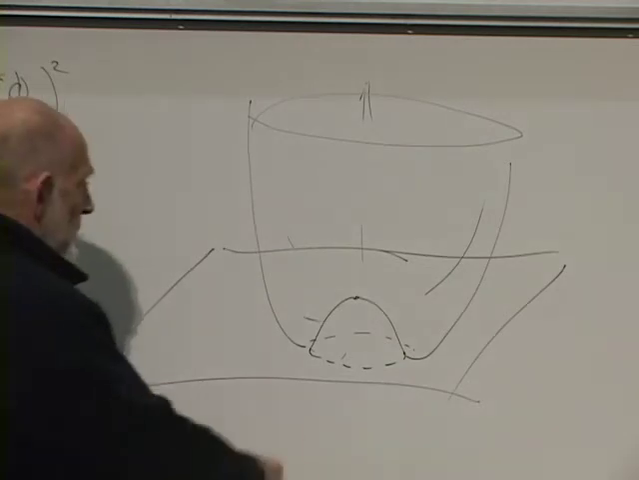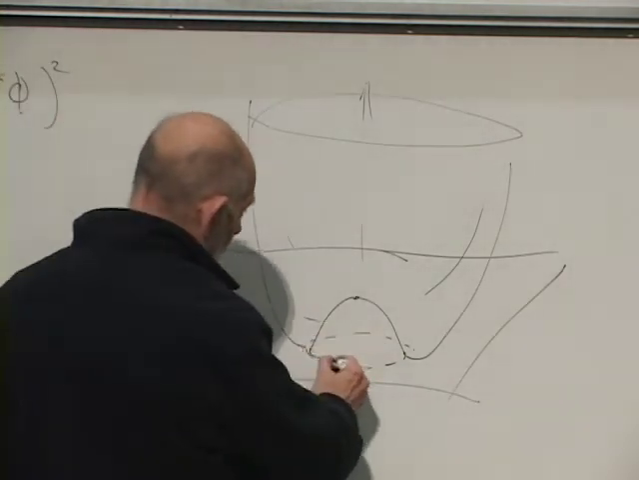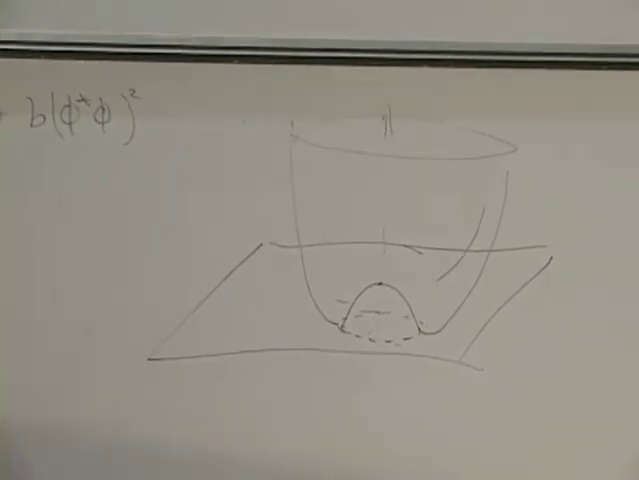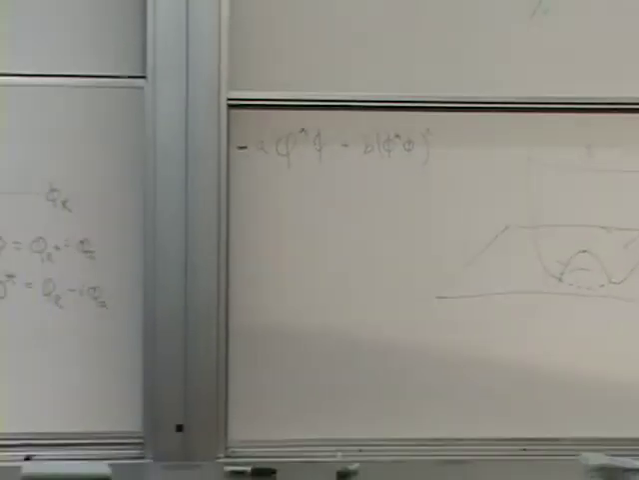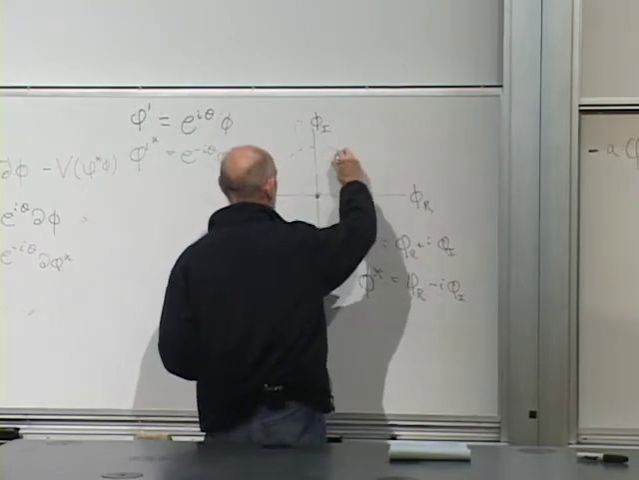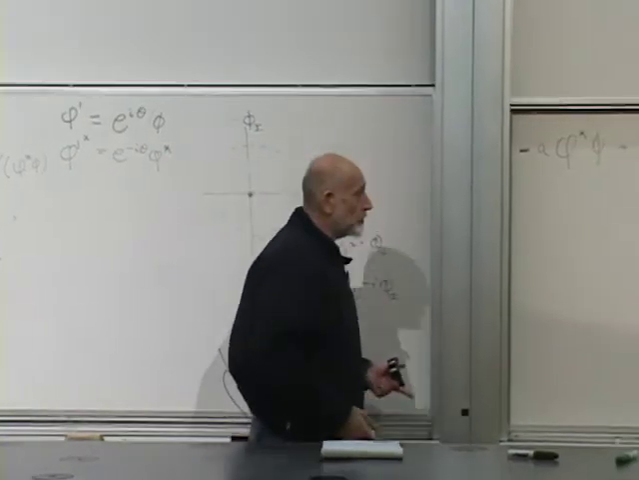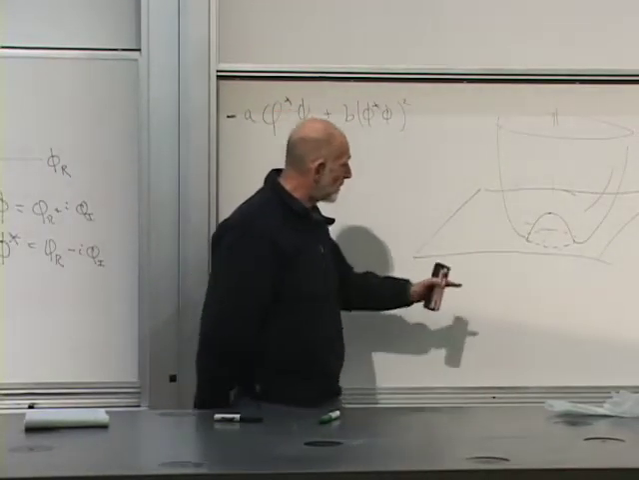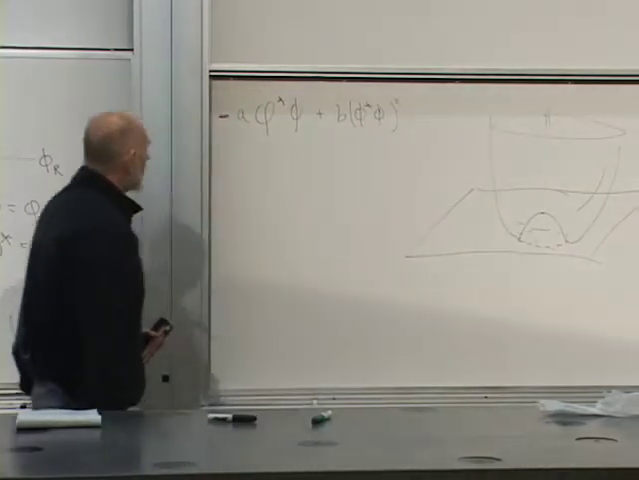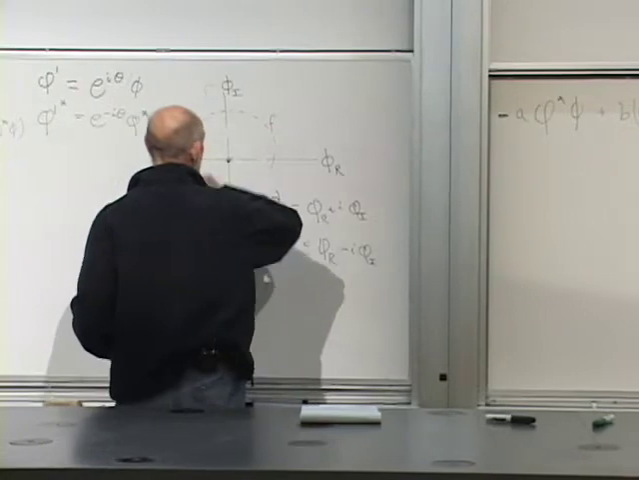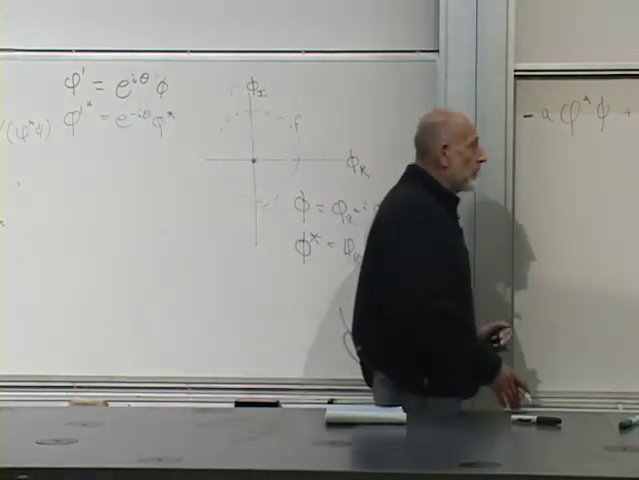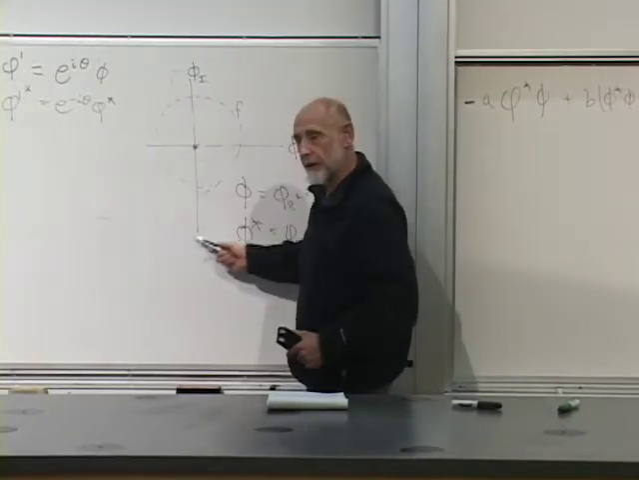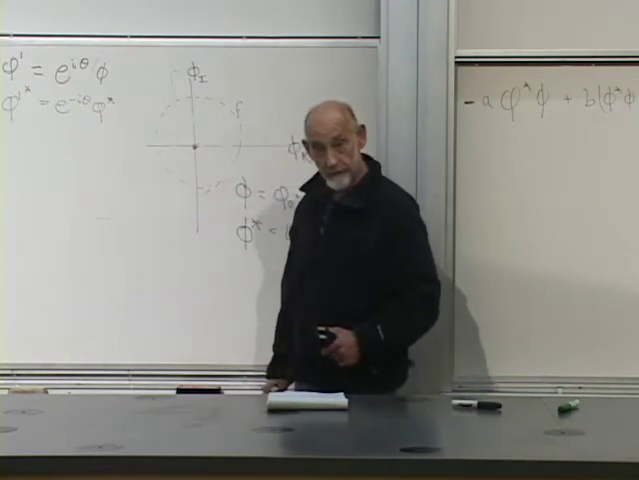And the minimum is not a point, but the minimum lies on a circle in the complex plane. From this point of view over here, the minimum energy state is somewhere along a circle of a radius which is determined by the parameters here. You simply minimize this function as a function of phi star phi, and you find out where that point is. Let's call the radius f. That's a standard notation for it, incidentally. The minimum of the potential is not at a point. It's along a track, but a track of radius f.